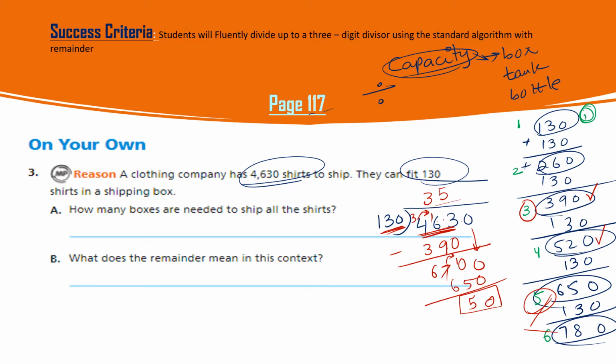How to write it? First, this is our quotient. What is left is, because 50 is less than 130, you cannot divide more. So this is called remainder. What do I write? Remainder. Means even if you pack all the shirts in the box, 50 shirts will be left over. So for 50 shirts, you need another box which will be half filled. How many boxes are needed to ship? 35 boxes. What does the remainder mean? Remainder means that 50 shirts are left and they will be packed in another box.